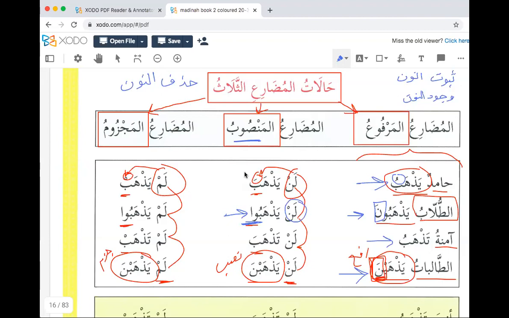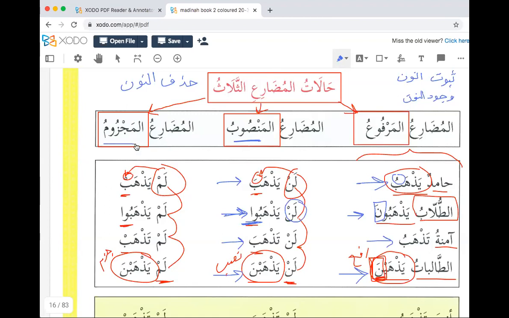طيب, let's go to the second column. المضارع المنصوب. لن يذهب. ما هي علامة الإعراب في لن يذهب؟ فتحة. أحسنت. وما هي علامة الإعراب في لن يذهبوا؟ حذف النون. بارك الله فيكم. وفي لن تذهب فتحة. أحسنت. وما هي علامة الإعراب في لن يذهبن؟ مبني. مبني على السكون في محل نصب. أحسنتم.